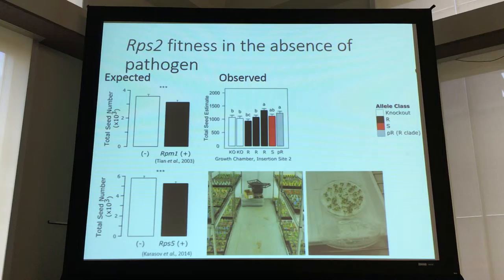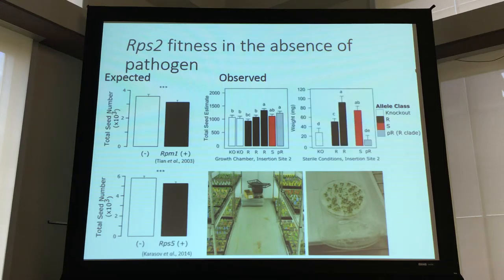And I actually repeated this experiment a third time in sterile conditions where there are no bacteria present, so we're certain that no pathogen is present here. And again, I observed consistent results: no consistent differences in fitness between the resistant and susceptible clades of allele, but lines with a copy of RPS2 that are significantly more fit than the knockout. So this really convinced me that there is a fitness benefit to having an allele of RPS2 in the absence of pathogen, that RPS2 is doing some additional function in the absence of pathogen.